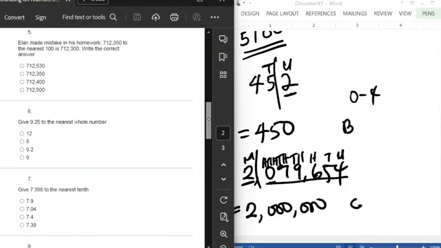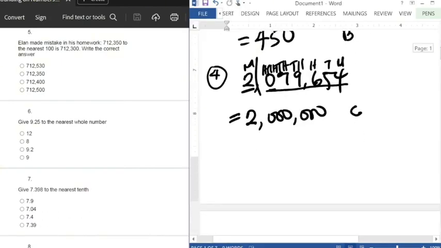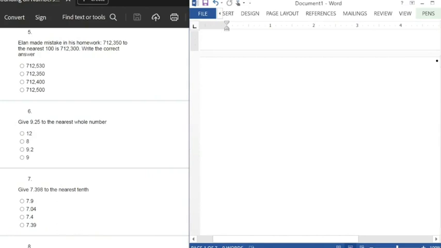For number 5, Ella made a mistake in his homework.